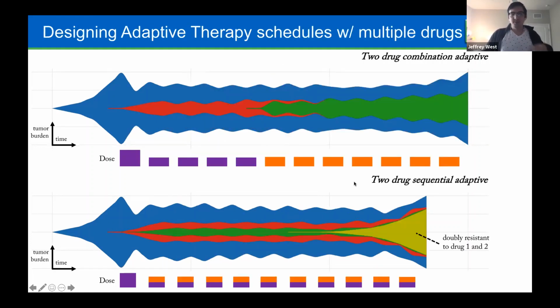But the story becomes more complicated when we consider how to give those 2 drugs adaptively as opposed to just giving 1 drug adaptively. Should we give the purple adaptive course and then switch to the orange? If so, when should we switch? Or maybe we should stack them together and then just do adaptive therapy like normal, pretending that these 2 drugs are just 1 single agent.